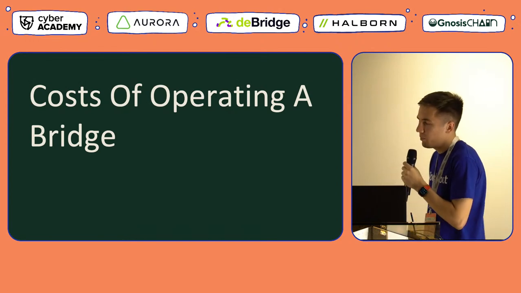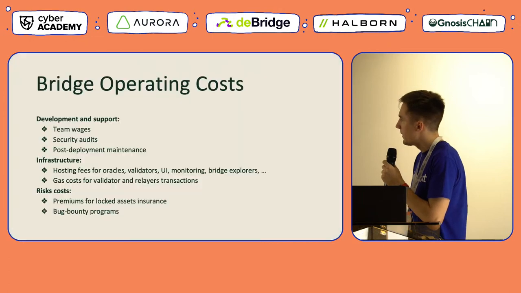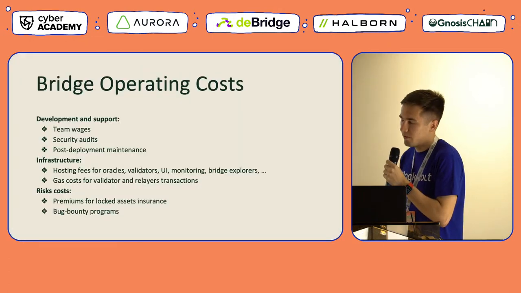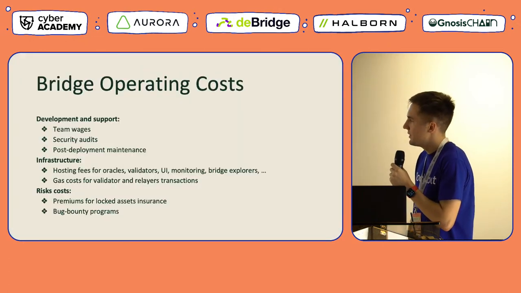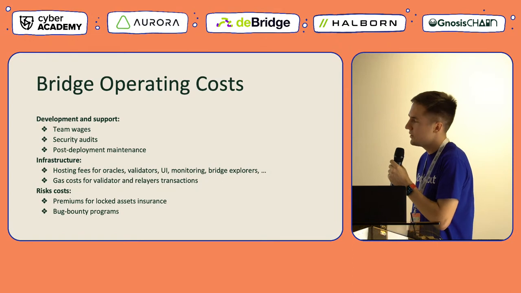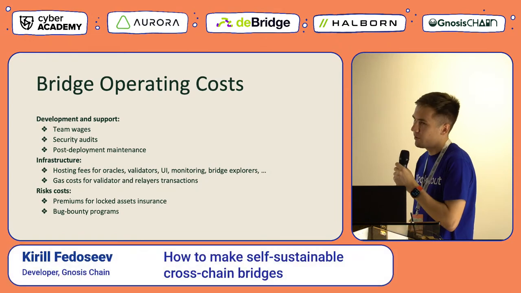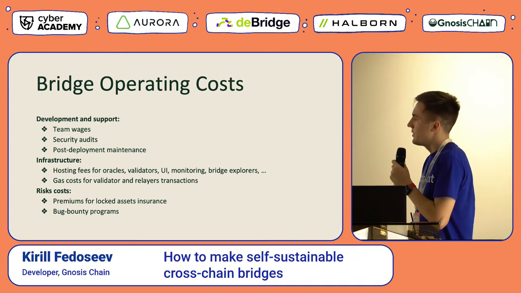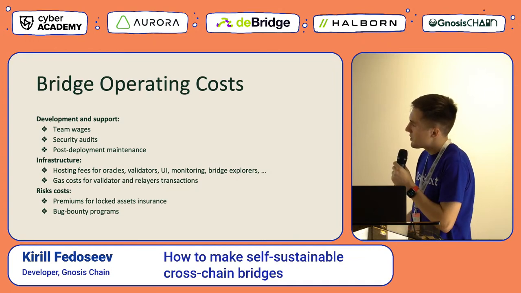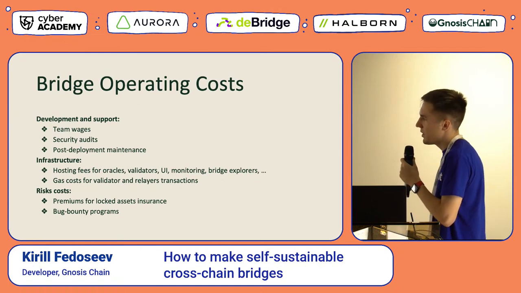So now let's take a brief look at what the typical costs for operating the bridge are today. I tried to come up with as short a list as possible here. The first main category is probably related to development and support costs. Of course, someone needs to pay the team wages. Someone needs to sponsor the security audits for the code base of the bridge. There is also usually some post-deployment maintenance associated with the bridge code base, which should be sponsored and paid off.